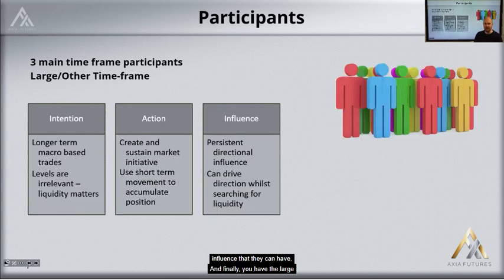And finally, you have the large, or what's known as other time frame participant. These are the people who are building portfolios, investing for the longer term, the kind of participants who may well actually want to take delivery of these goods if you're thinking commodity type markets. Ultimately, these people have a reason for their trades because they're not trying to speculate on price. They actually need the markets to facilitate their business, ultimately.